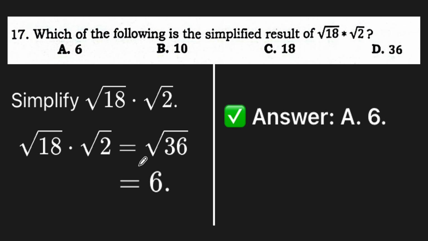Which of the following is a simplified result of square root of 18 times square root of 2? Again, square root of 18 times square root of 2 can be written as square root of 36. We just multiply 18 and 2 to have 36. Square root of 36 is 6. The answer would be letter A, 6.